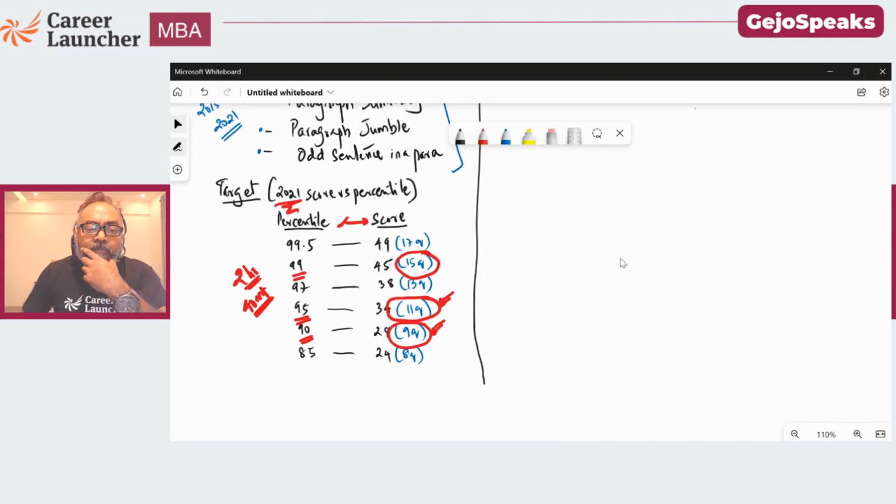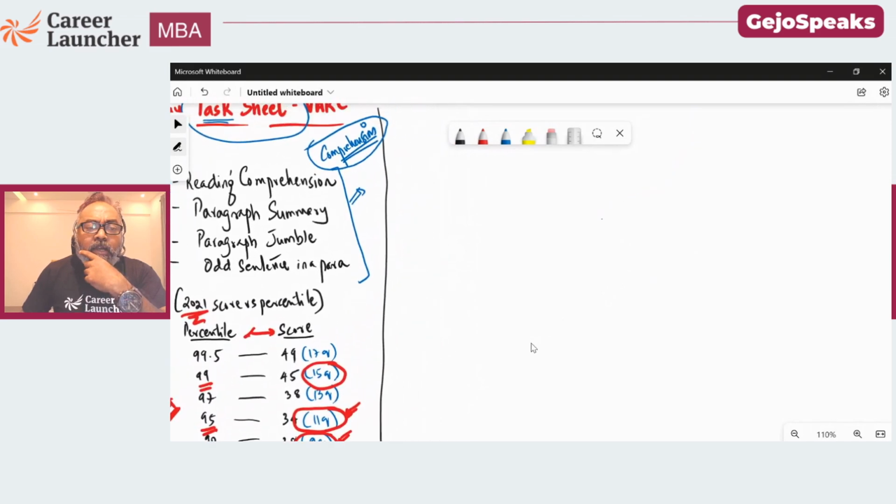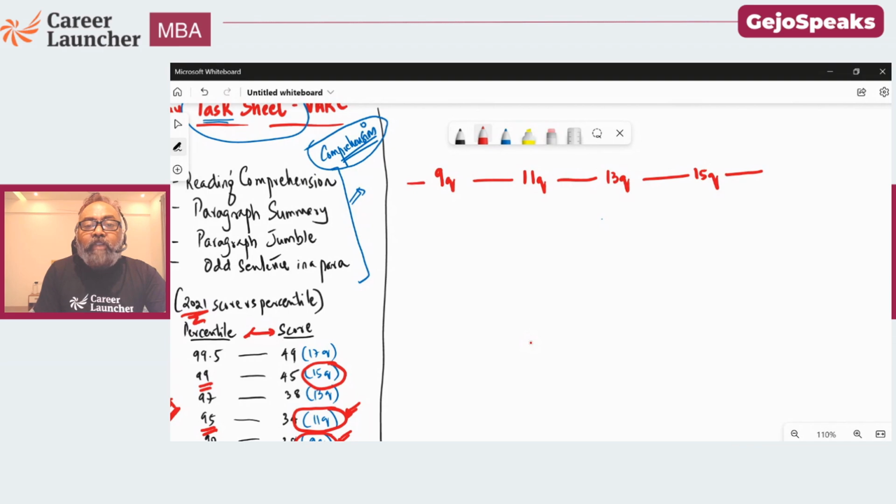Now, the first thing is, whatever the kind of target you set yourself, let's say 9, 11, 13 or 15 questions net correct, knowing that the total number of questions is 24. Look at it this way: we have VA with 8 questions, and reading comprehension, which is 4 paragraphs, 16 questions. This was based on last year.